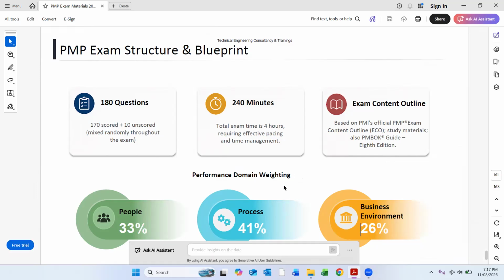So should it be 4 hours in a single shot, or is there any interval? No, 4 hours, single shot. Yes, a 4-hour single shot exam.